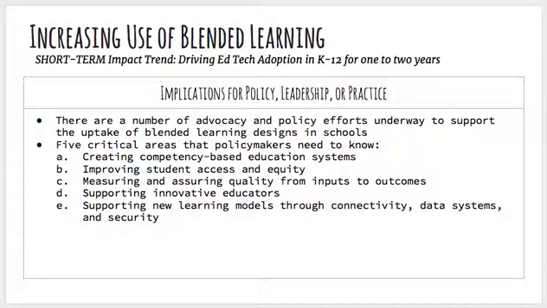So some of the implications for policy, leadership, or practice for increasing the use of blended learning here: there are a number of advocacy and policy efforts underway to support the uptake of blended learning designs in schools, but there are 5 critical areas that policymakers really need to know. That is creating competency-based education systems, improving student access and equity, measuring and assuring quality from inputs to outcomes, supporting innovative educators, and supporting new learning models through connectivity, data systems, and security.